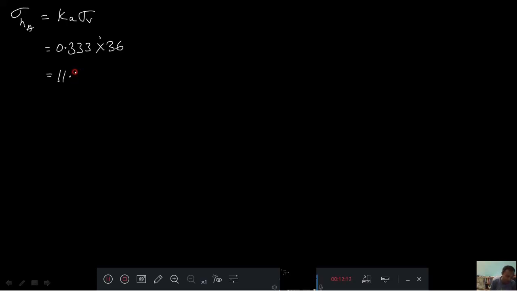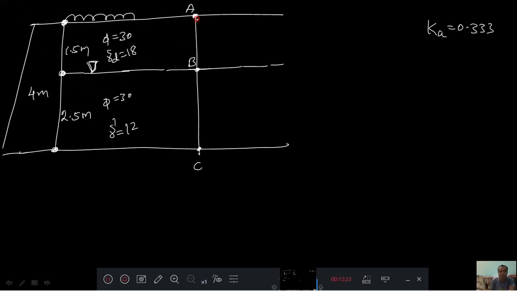11.92, same 36 into 0.333, that is 11.99. I got 11.99 kilonewton per meter square at point A. Come here and write: this is at point A, 11.99. Okay, now I can mark this as a straight line.